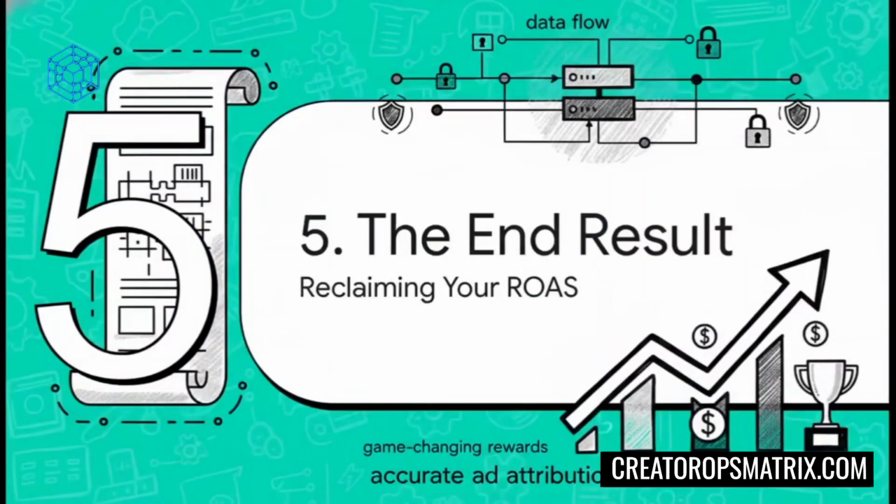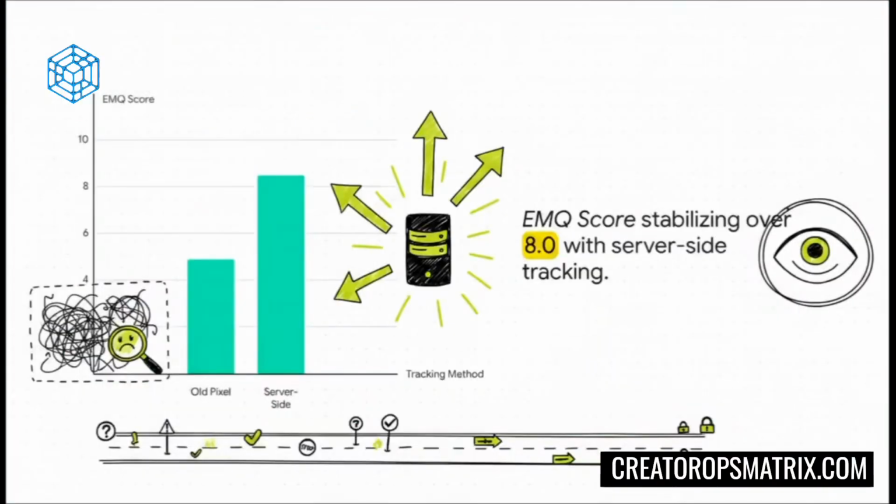Finally, Section 5, the end results and reclaiming your ROAS. Let's look at what actually happens when you secure this data flow. Now, what's really interesting about this slide is that dramatic shift in event match quality, or EMQ. That's Meta's internal grade for how well it matches an event to a real user. With the old Pixel, you're lucky to hit a 5 out of 10. The algorithm is just starving for data.